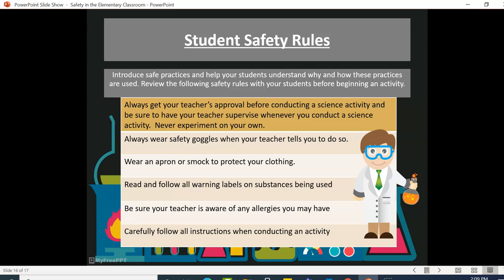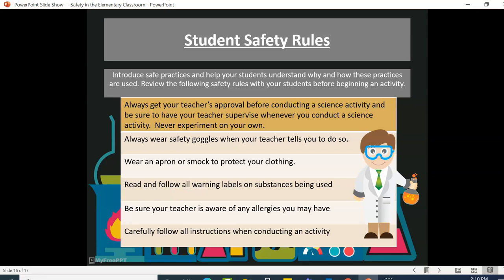You should review the following rules with your students before beginning an activity. Always get your teacher's approval before conducting a science activity, and be sure to have your teacher supervise whenever you conduct a science activity. Never experiment on your own. Always wear safety goggles when your teacher tells you to do so. Do not remove your goggles until your teacher says that it is okay. If instructed to do so, wear an apron or smock to protect your clothing.